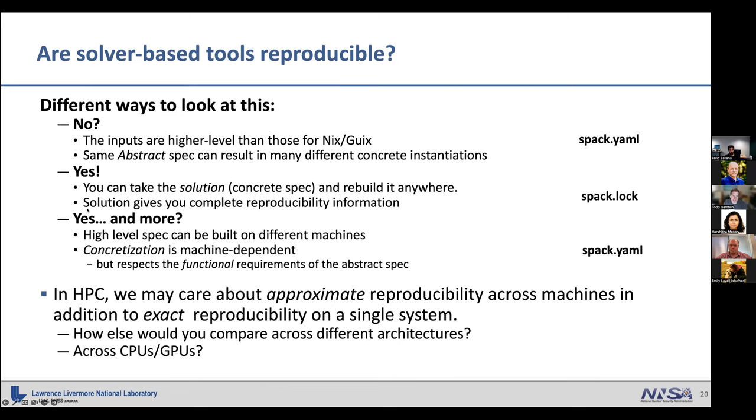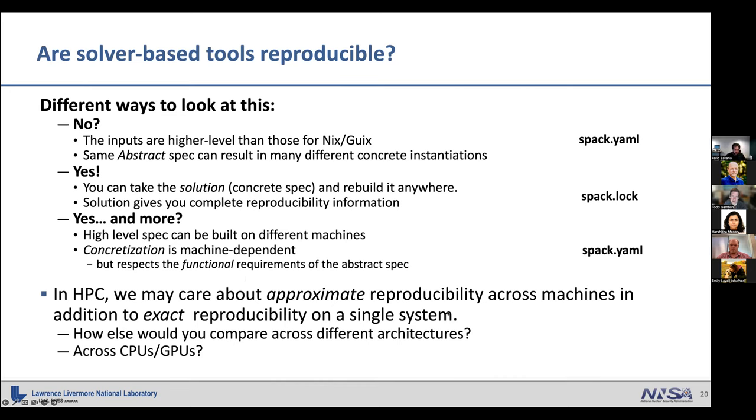Another way to look at this is that solver-based tools are actually more reproducible than others, because you can take the same high-level spec and build it on different machines. We can take a spec.yaml, concretize that in two different ways for two different machines, and get something that's functionally equivalent, that has HDF5, OpenMPI, and libelf or whatever in it. As long as those are the only things you care about in your environment, sure, it's reproducible. It has the things you wanted. And it does give you different results, and they may be different at the bug level when you're done.